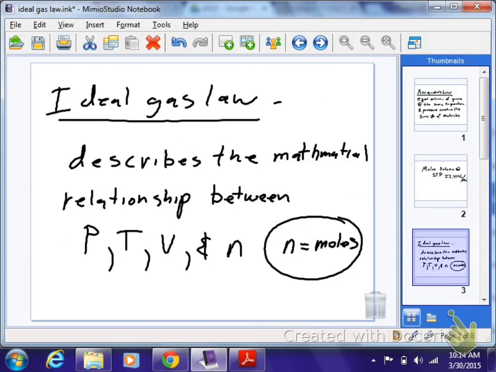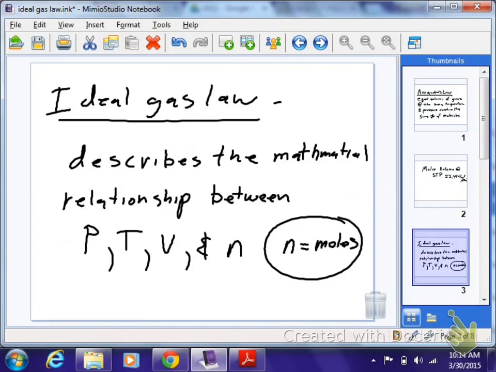And the symbol is R. It's a capital R, and it's the ideal gas law constant. We're going to have each one of you, based upon these numbers right up here, find the R value based upon the pressure that we're using at the time.